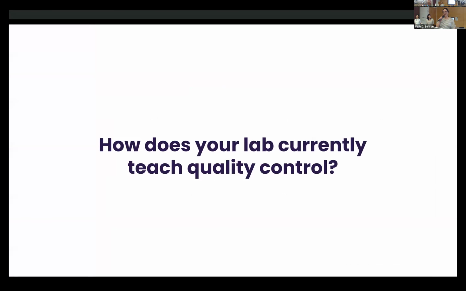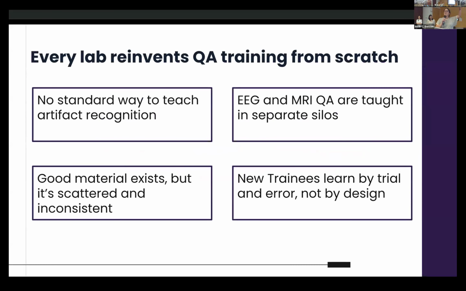Very briefly, can anyone tell me how your lab currently teaches you quality control? Anyone? Generally, I'm hearing we don't. Very cool. So pretty much every lab reinvents QA training from scratch. There's no good standard way to teach artifact recognition, and EEG and MRI QA are in completely different silos.